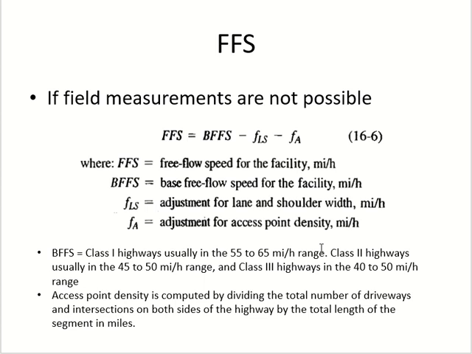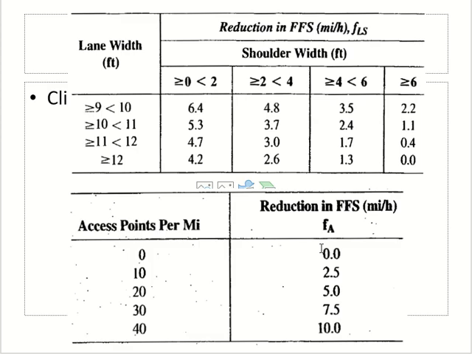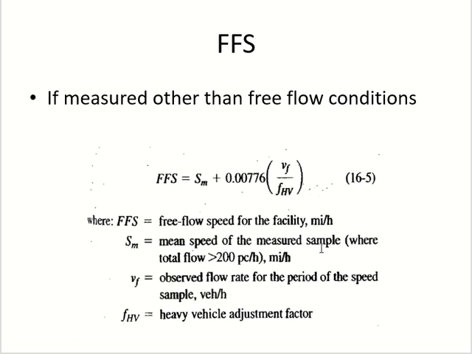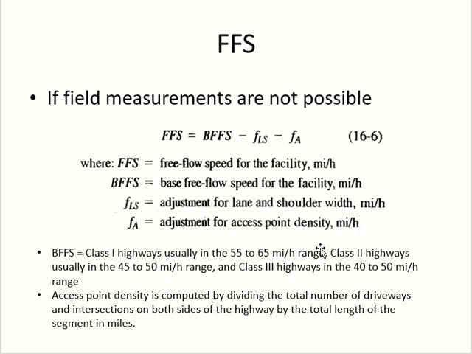For the other two factors, we have these tables. The first one for lane width and shoulder width, the second one for access point. As I already mentioned, we use the same access point table for multi-lane highways as well. So you need these three things to find the free flow speed without any measurement. You can do the measurement in free flow time, done. You can do the measurement in non-free flow time and then use this equation, or don't do any measurement and use this equation. Got it?